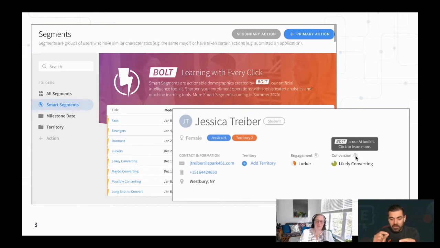They're evaluating individual users, and then they're grouping them together, and they're saying, hey, this person has a lurker engagement score, but they're also likely to convert, based on where they are in the funnel, right? So that's the AI part. We have multiple ways of doing this, right? So that's smart segments in here, and then the likelihood to convert as well.